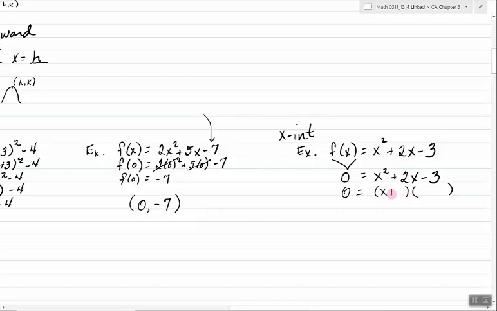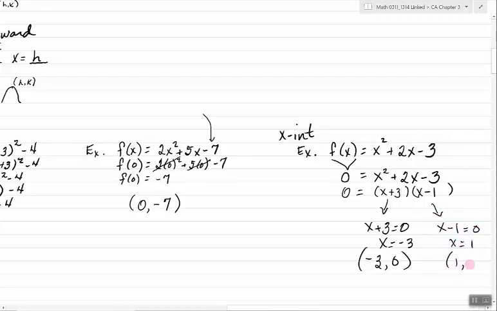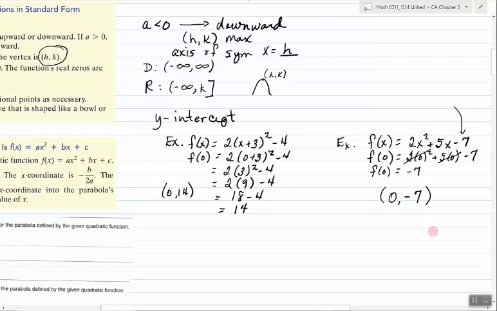So it is (x plus) and (x minus). I'm going to do plus 3 and minus 1. That will give me the correct middle term. X plus 3 is 0, x is negative 3. That's the point negative 3, 0. That's an x-intercept. This one says x minus 1 is 0, x is 1. That's the point 1, 0. Now it just depends on what kind of equation this becomes, how easy or difficult your process is. That's x-intercepts. So hopefully we have all the tools that we need.